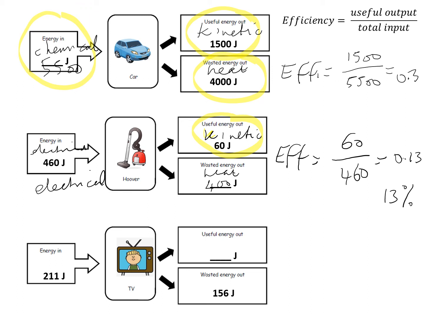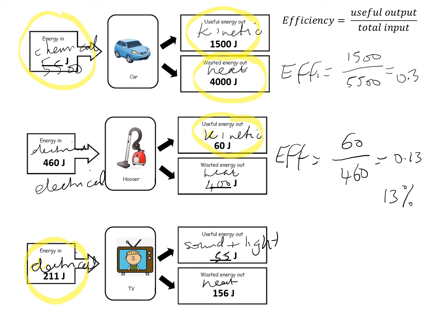We have a TV. The total energy input must be electrical again. Let's get the black pen. Electrical. The useful output is sound and light, because if you want to hear it, it must produce sound, and if you want to see it, it must produce light. We've got to work out the missing value. So it's going to be 211 minus 156 equals 55. Okay, and the wasted is heat.